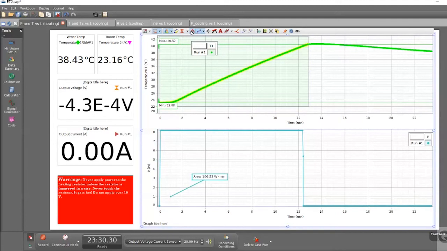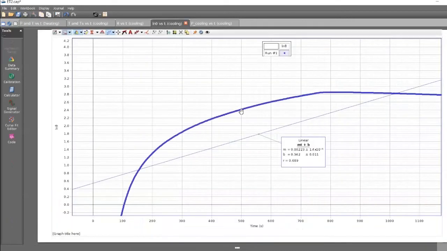The bottom graph, the area under that graph, is the amount of electrical energy added. Now that is in watt minutes. We want it in joules, which is watt seconds. So you'll need to multiply that number in watt minutes by 60 to get that in joules. So that's the amount of energy added electrically.